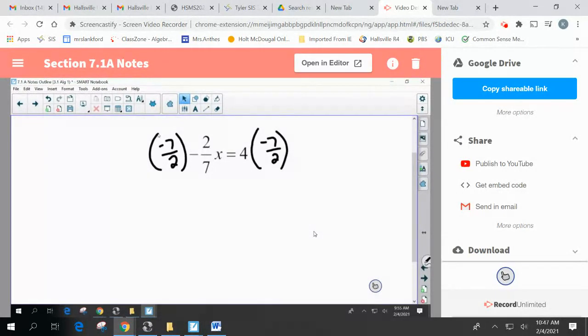So on the left, you're going to have x equals, and on the right, you're going to have negative 14.